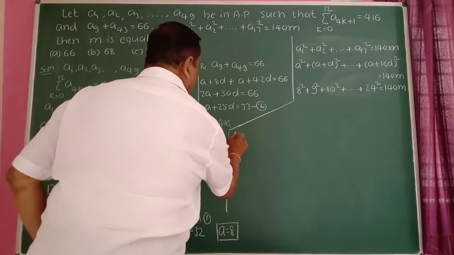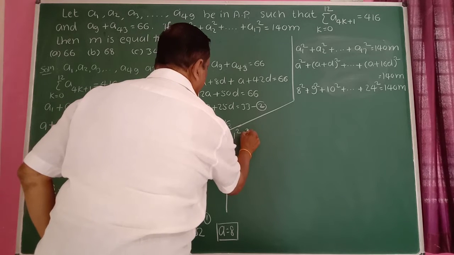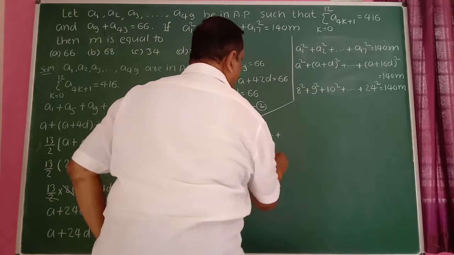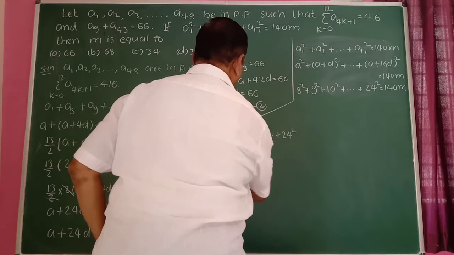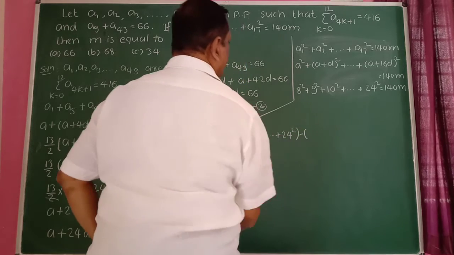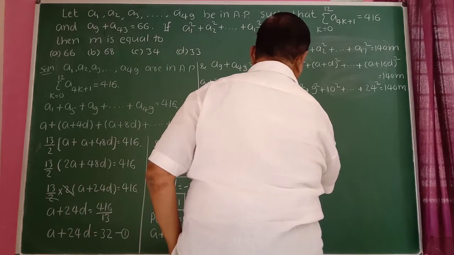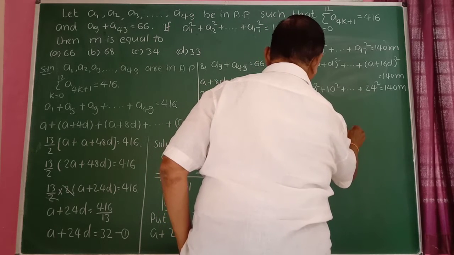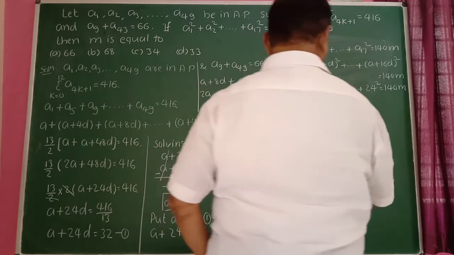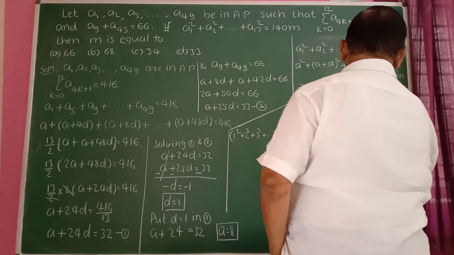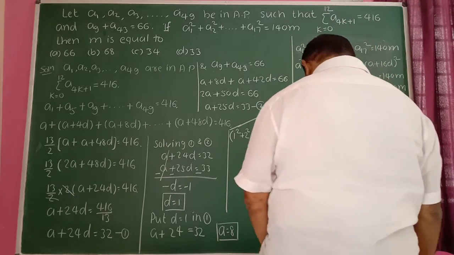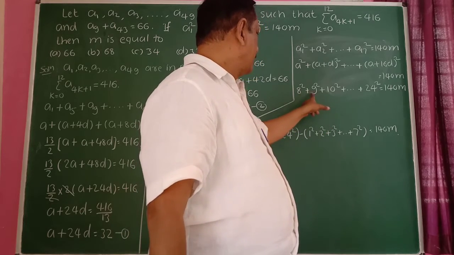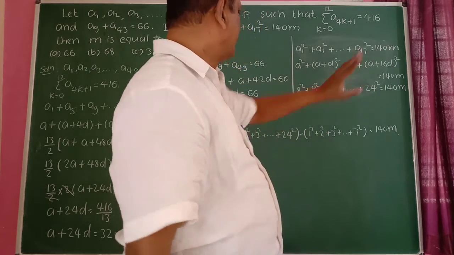Then the sum of these terms is nothing but 1 square plus 2 square plus 3 square and so on plus 24 square, minus 1 square plus 2 square plus 3 square and so on plus 7 square, is equal to 140m. This term minus these terms gives 8 square plus 9 square plus 10 square and so on up to 24 square.